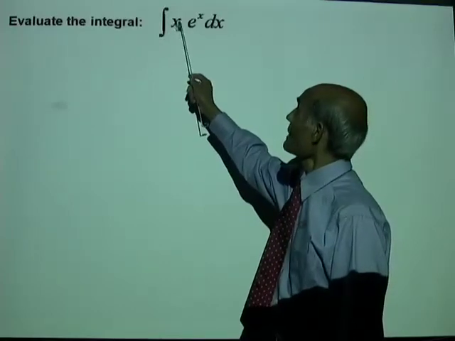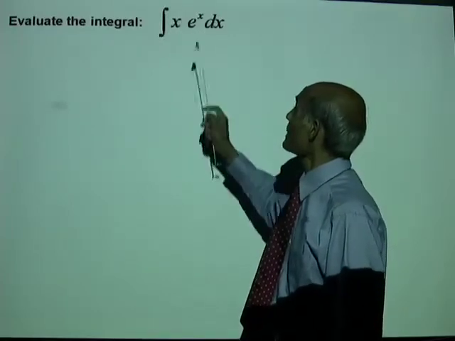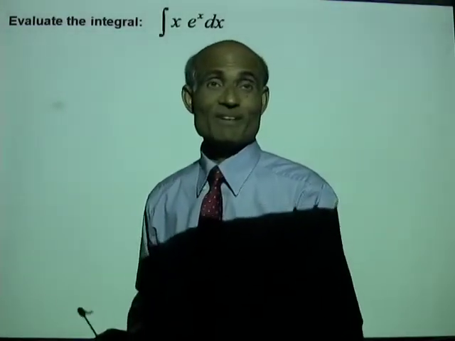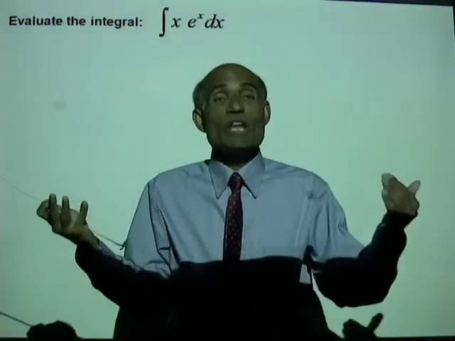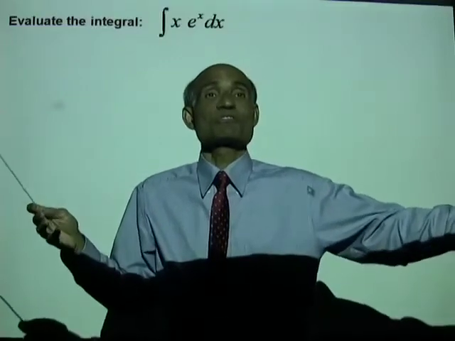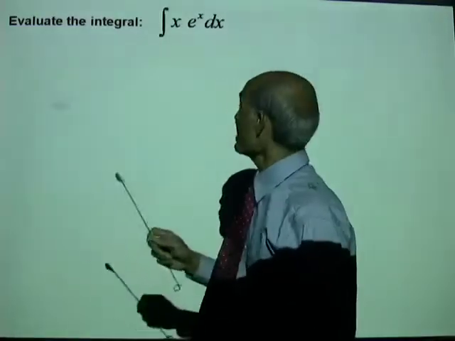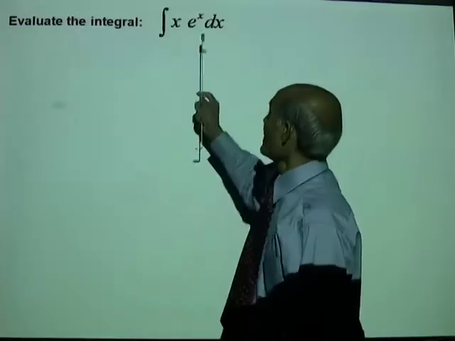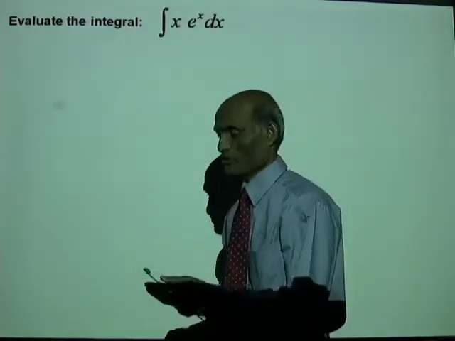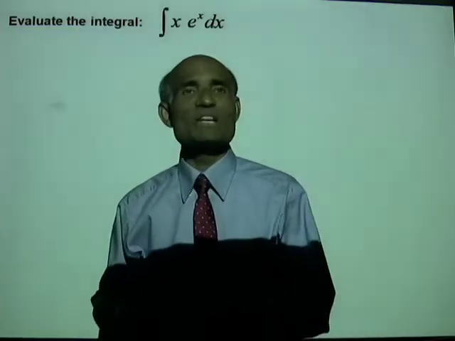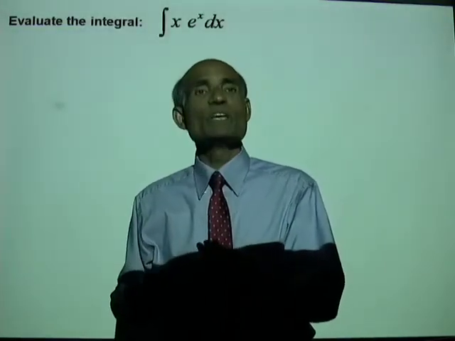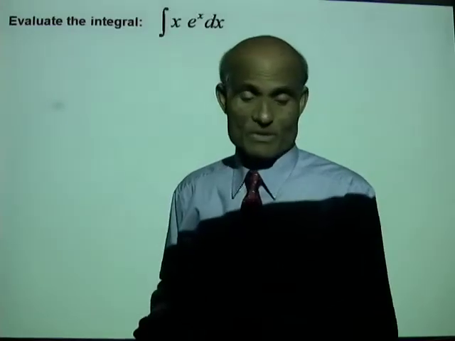Evaluate the integral x e to the power of x dx. This doesn't actually belong to any of the forms that we discussed so far. That means it cannot be integrated in the normal way. Now, how will we split this into u and dv? What will be your u and what will be your dv?